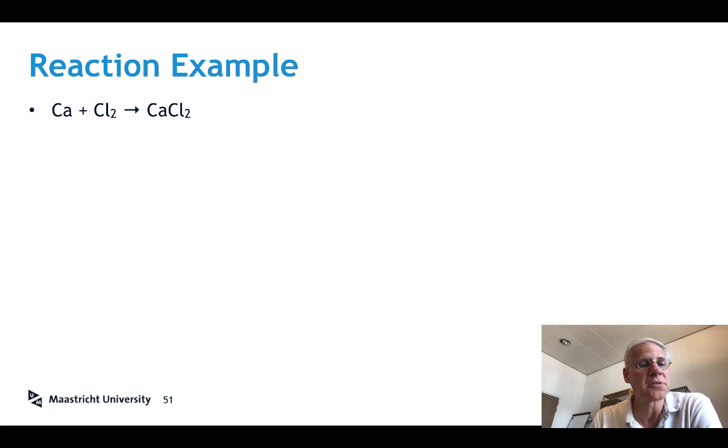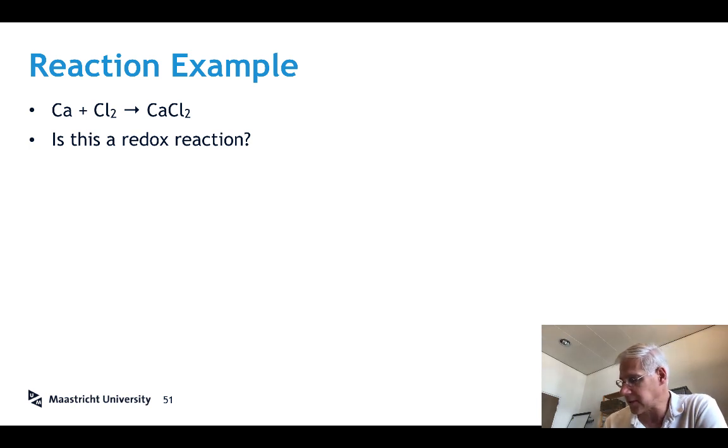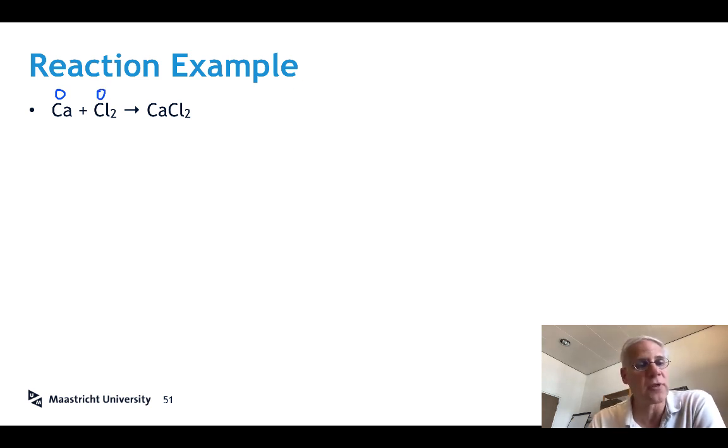So here's a reaction example. Calcium plus chlorine goes to calcium chloride, CaCl2. We want to know, is this a redox reaction? Well, if we go through and assign oxidation states, if we have anything in an elemental state, the answer is yes. We have our calcium with a 0. We have our chlorine in a 0, because those are the elemental states of calcium and chlorine.